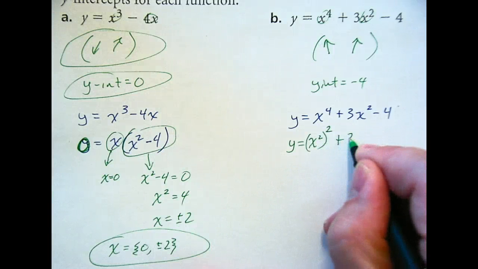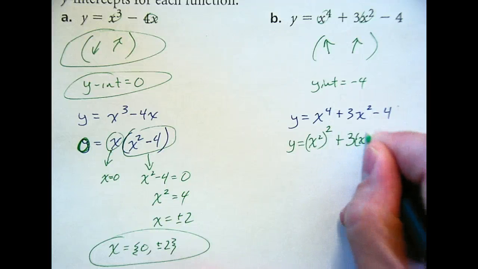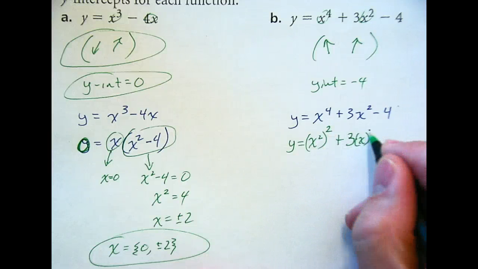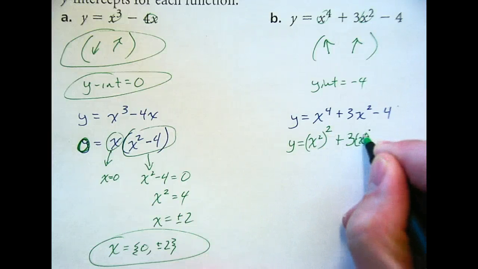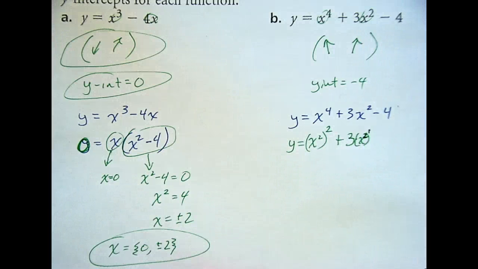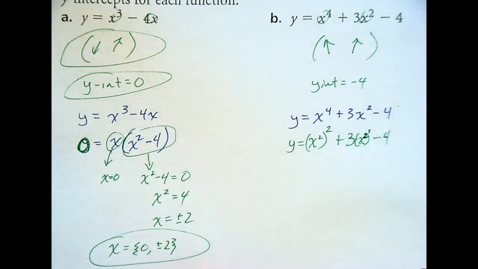Plus 3 times x squared, actually. Plus 3x squared to the first power. You guys with me there? Yeah. Okay. Minus 4. All right, make sure your neighbor gets what we just did there.